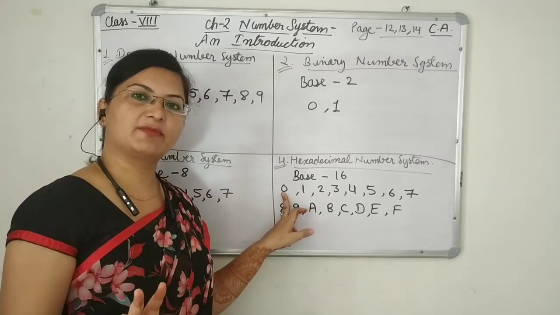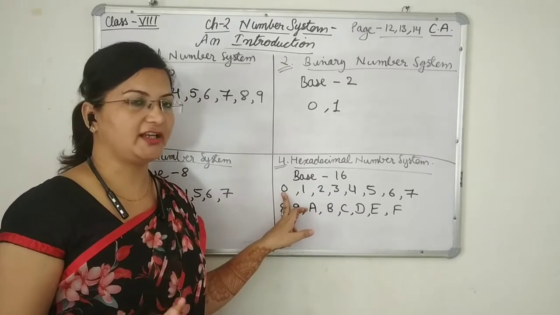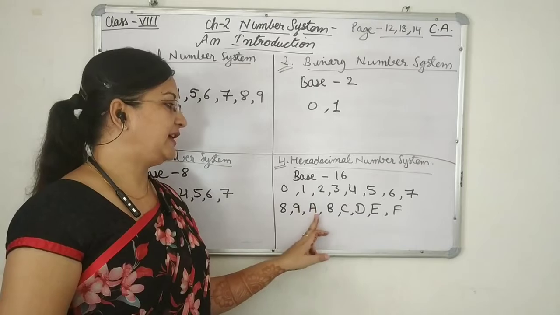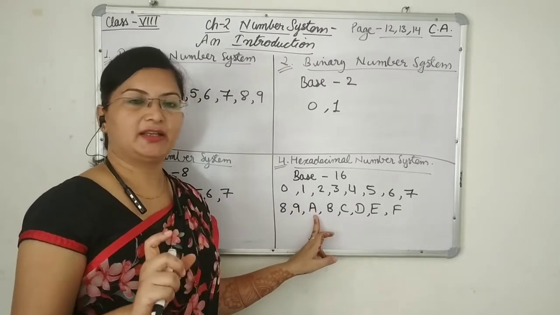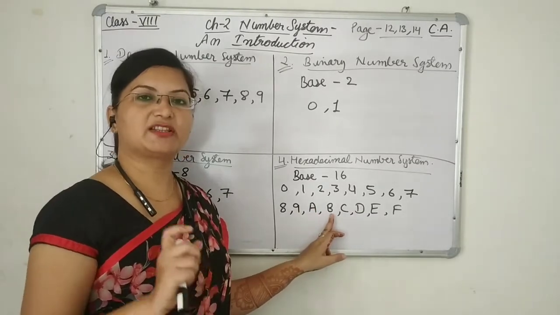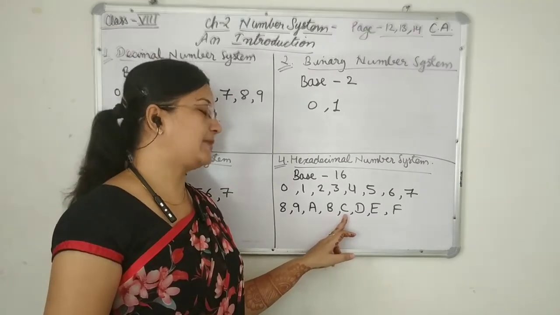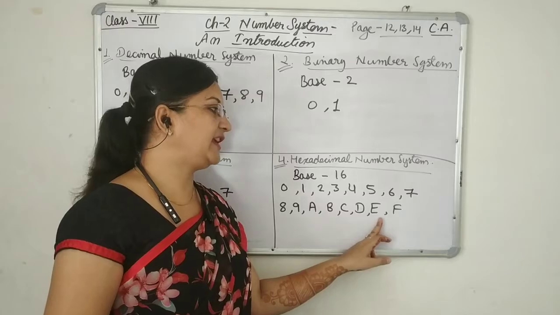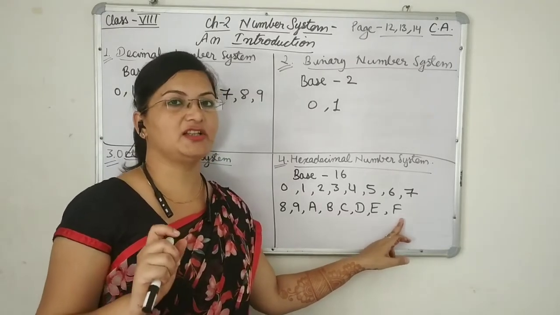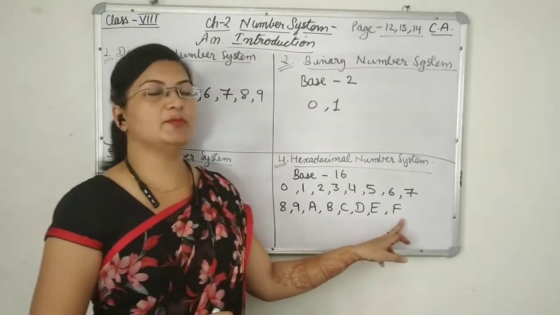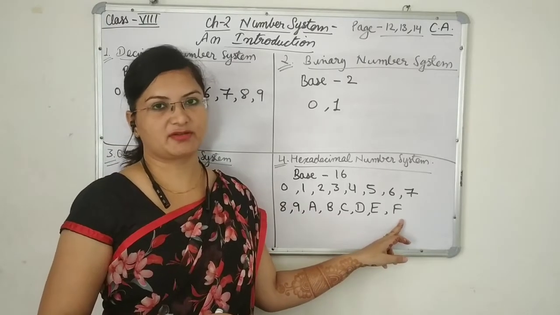All 1-digit numbers we have to write, that means 0 to 9, and after that the 11th symbol will be capital A, the 12th symbol will be capital B, the 13th symbol will be capital C, and then the 14th, 15th and 16th. You can see there are a total of 16 symbols in the hexadecimal number system.